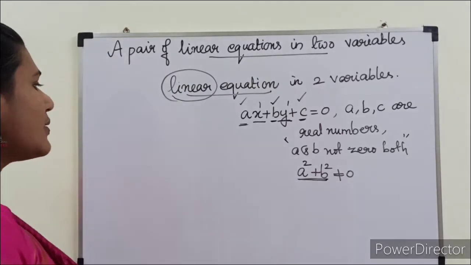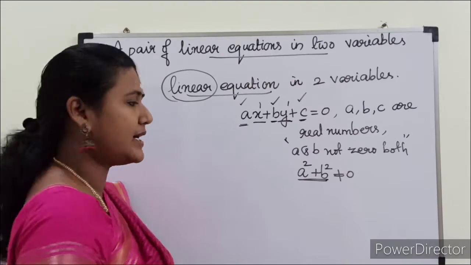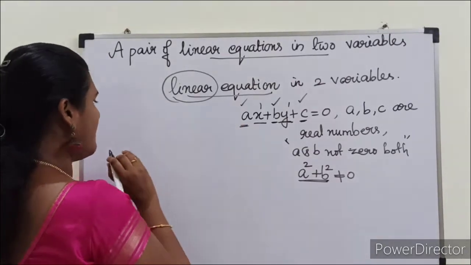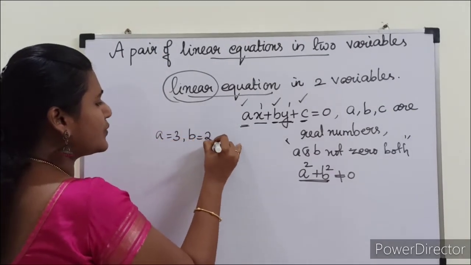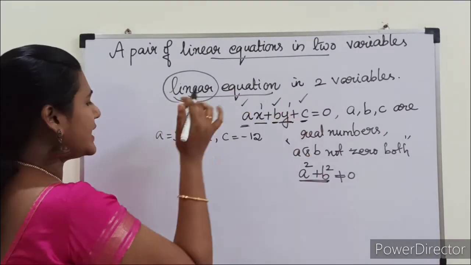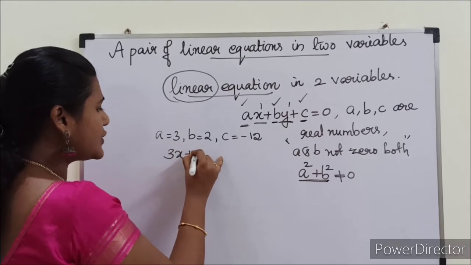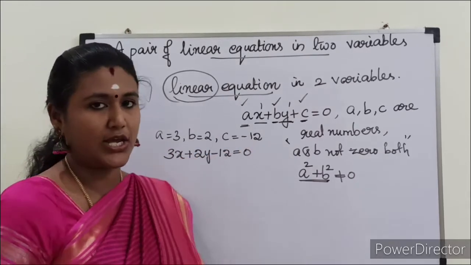Now, we will go to the solution. What will be the solution of a linear equation? Let us consider an example. We will take a equal to 3, b equal to 2 and c equal to minus 12. So, we get a linear equation in two variables, 3x plus 2y minus 12 equal to 0.